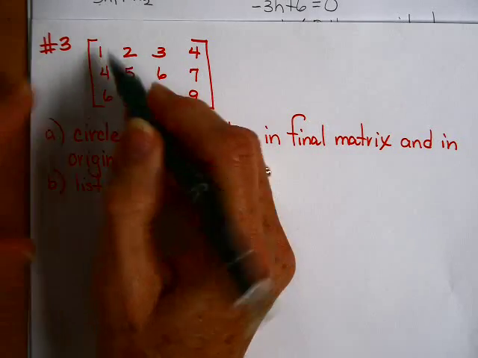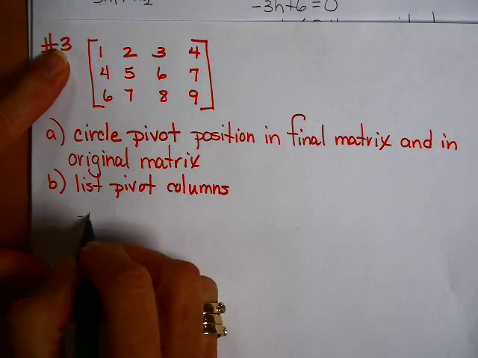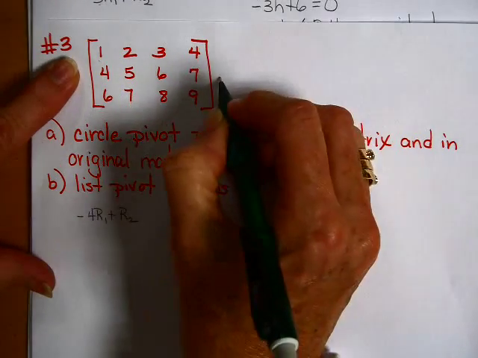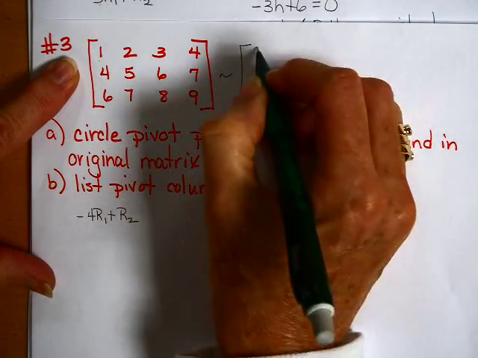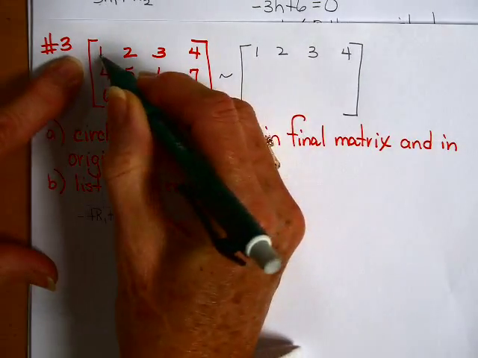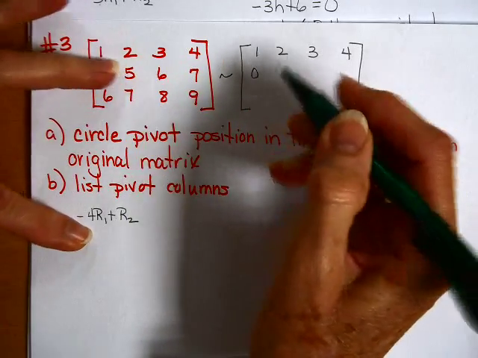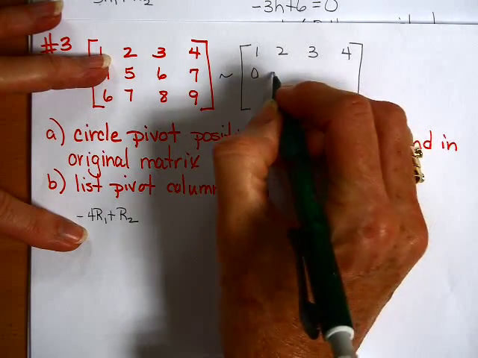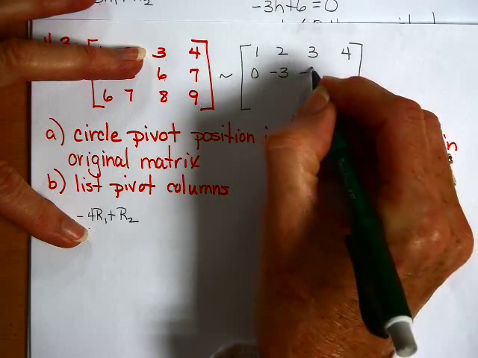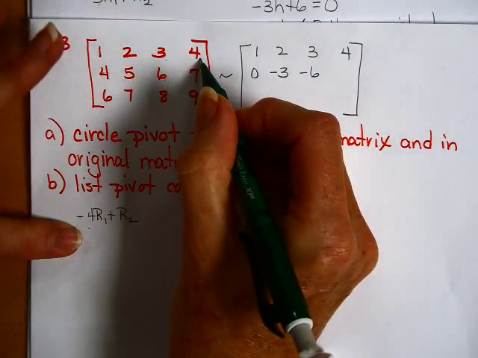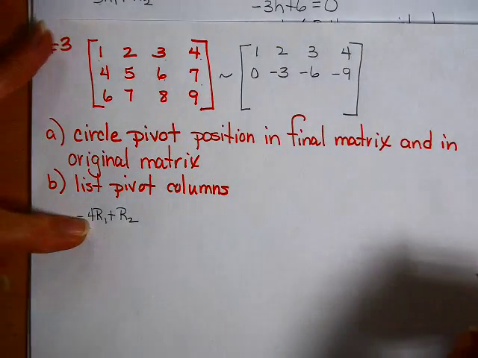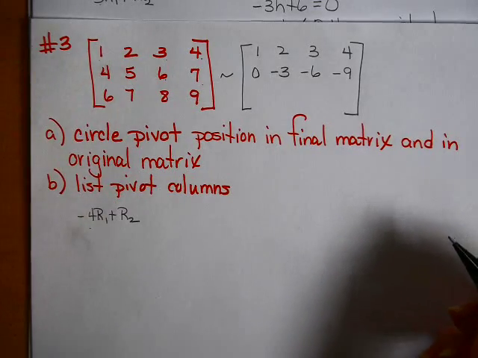Zeros underneath here. So I would multiply -4 times row 1 and add it to row 2. 1, 2, 3, 4 does not change. -4 and 4 is 0. -8 and 5 is -3. -12 and 6. -16 and 7, I believe, is -9. Now please check my arithmetic, okay?